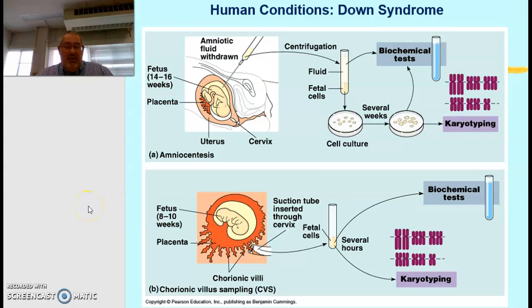It is possible to undergo genetic testing for a condition such as Down syndrome. One means is called amniocentesis, where amniotic fluid is withdrawn and the cells are cultured and then karyotyped. Chorionic villus sampling, again, takes in fetal cells, cultures them, and then karyotypes them.